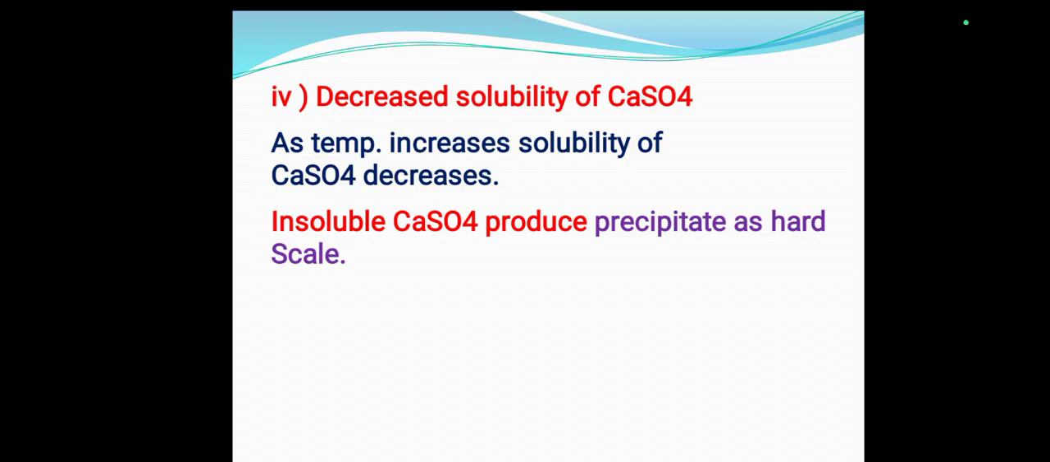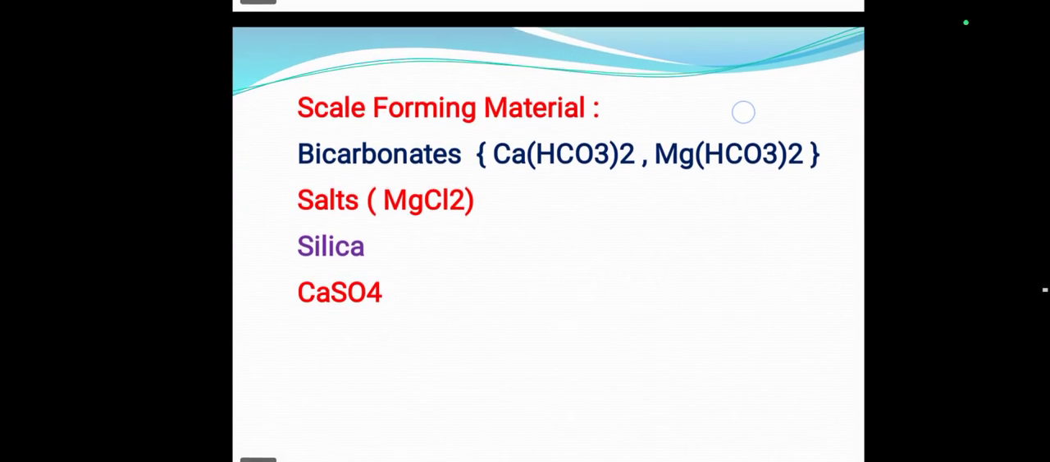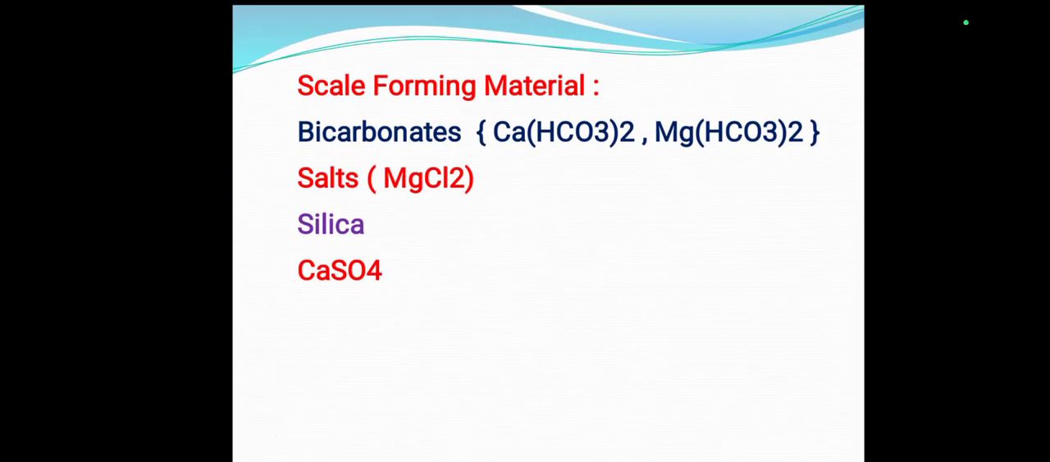So these are the four causes that we have seen just now. Out of the four causes, in two causes reactions are there, and in two causes only an explanation is there. Most of the time questions are raised on this point, especially on causes, so you have to write the explanation along with the reaction. These are the materials responsible for producing a scale: in the first cause, decomposition of bicarbonate; second, hydrolysis of salt; third, the presence of silica; and fourth, the decreased solubility of calcium sulfate.